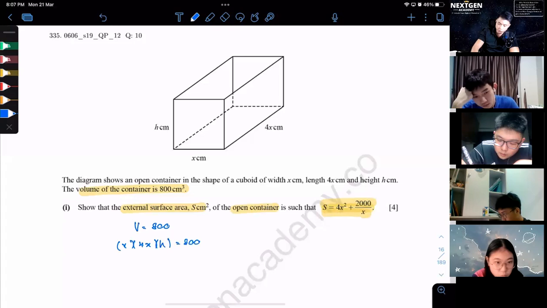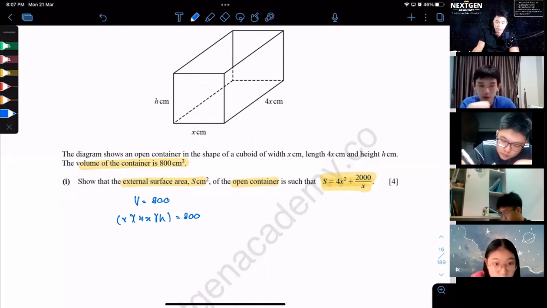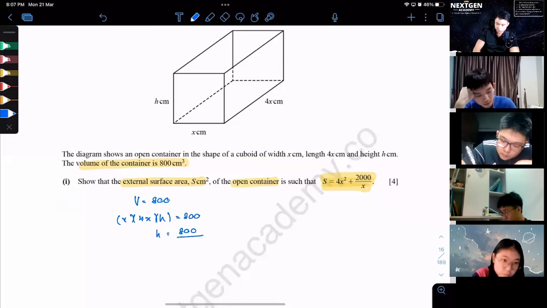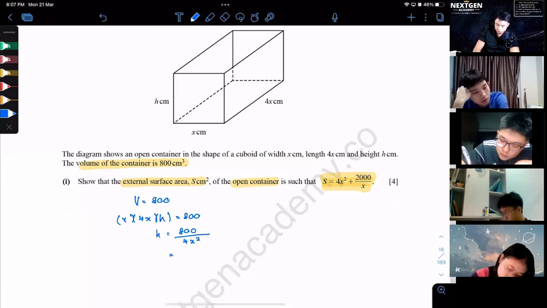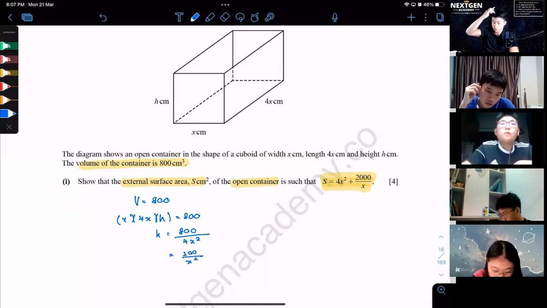Okay, how do I know I want to make H as the subject? Because you look into S, there's no H there. So most likely I need to substitute off the H. Okay, but if you don't know, you can later on come back to here. But I just give you all a heads up on what you all need to actually realize. So we can get this one 4x squared, which would be 200 over x squared. Okay, is it 200?